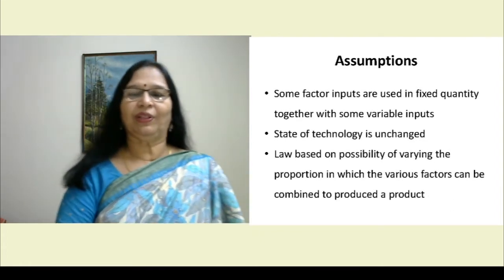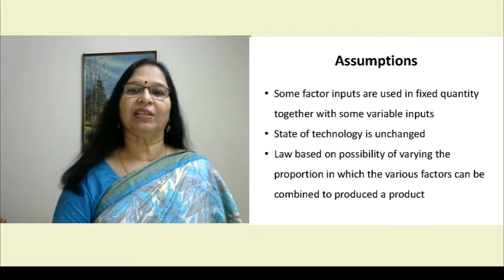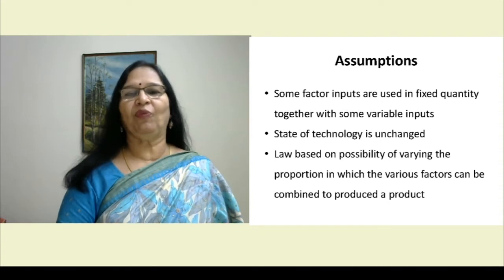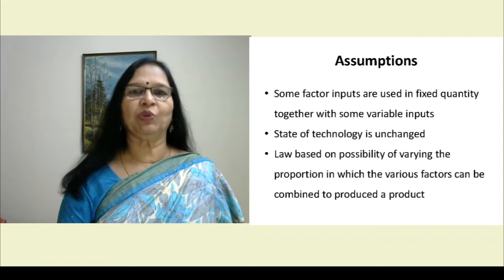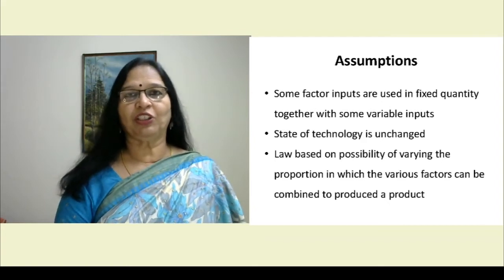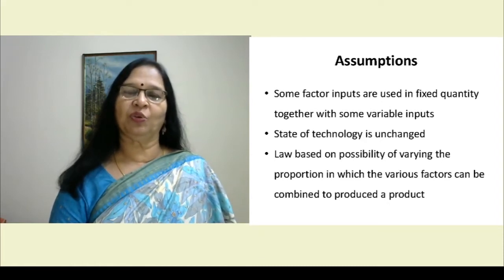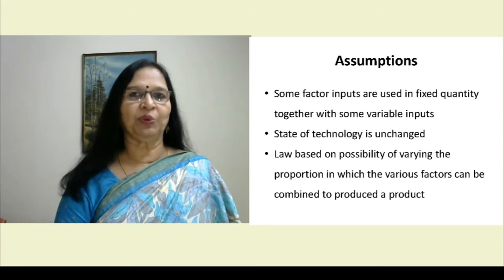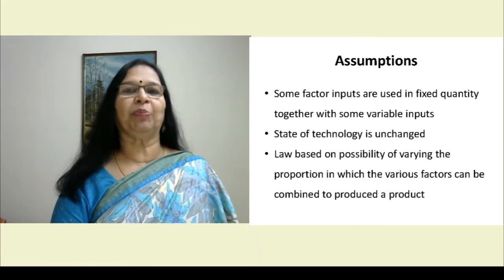Now, let's start with the assumptions here. One of the assumptions that we make is that some factor units are used in fixed quantity together with some variable inputs. In this particular study, we will use land as the fixed unit. And the state of technology remains unchanged, because we understood that if the technology of production undergoes a change, then the marginal productivity of the factor can also undergo change. And the law is based on the possibility of varying the proportion.